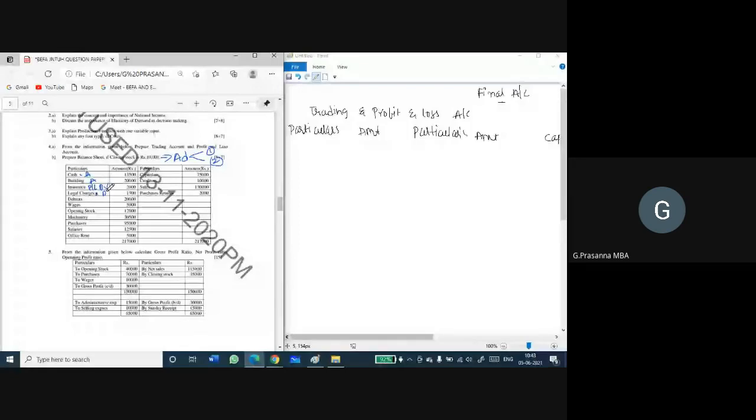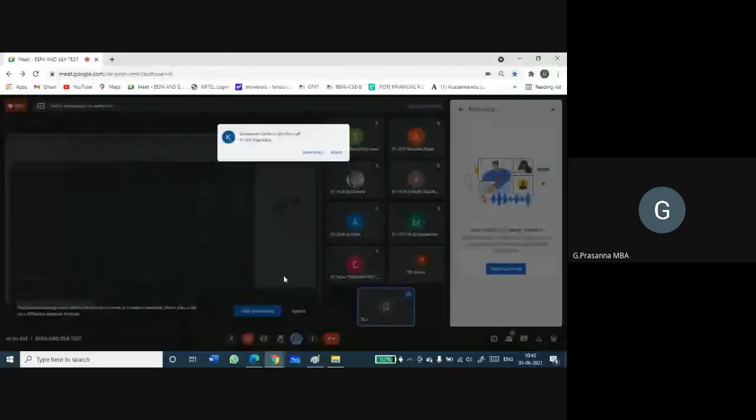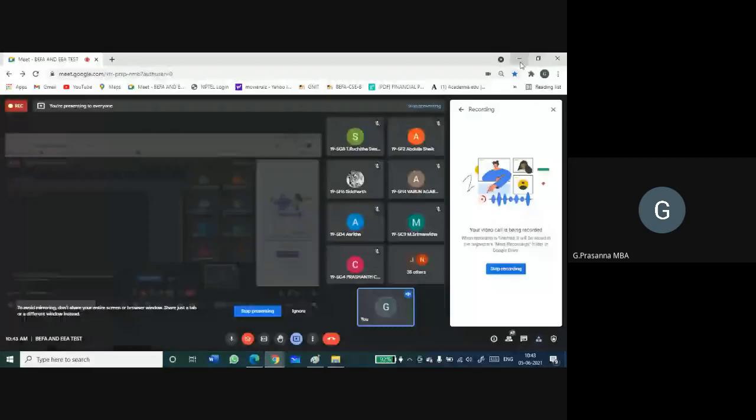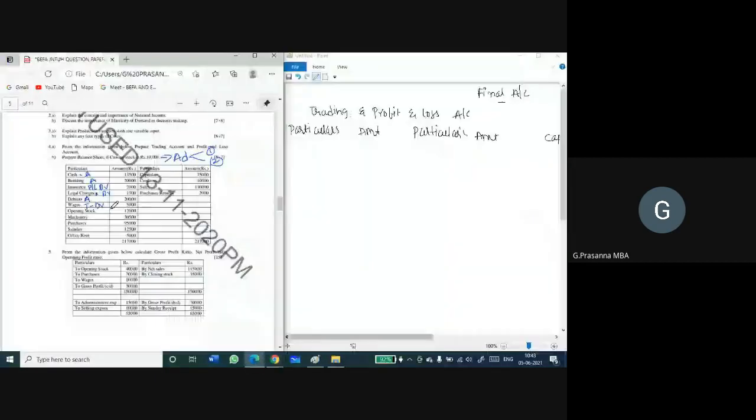Debtors, debtors means it is an asset. Wages, wages will be paid to the laborers who are working in the factory, so it will be coming in the trading account debit side. Okay, wages will be coming in the trading account debit side. Opening stock also trading account debit. Machinery, machinery is an asset, put A. Purchases, purchases will be coming in the trading account debit. Salaries, expenditure, P&L account debit. Office rent, expenditure, P&L account debit.